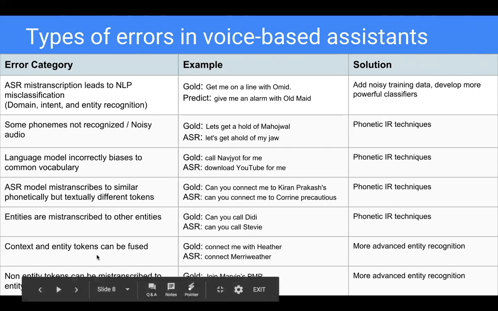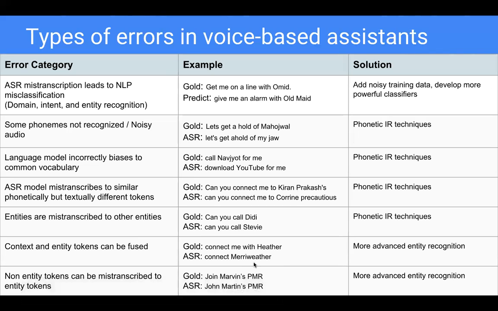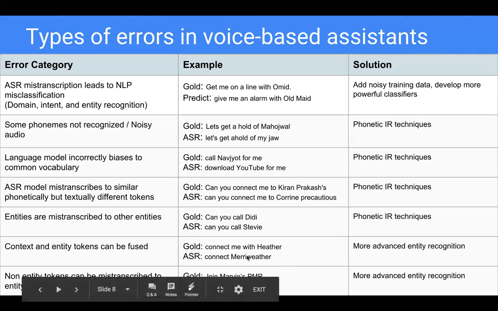The context and entity tokens can be fused. So connect me with Heather gets mistranscribed as connect Merriweather. So over here, you would have to use more advanced entity recognition classifiers, where you would essentially have to classify the middle of this word as weather to be matched with Heather. Otherwise, you will get Mary also matched with weather, and that is too many characters that you want.